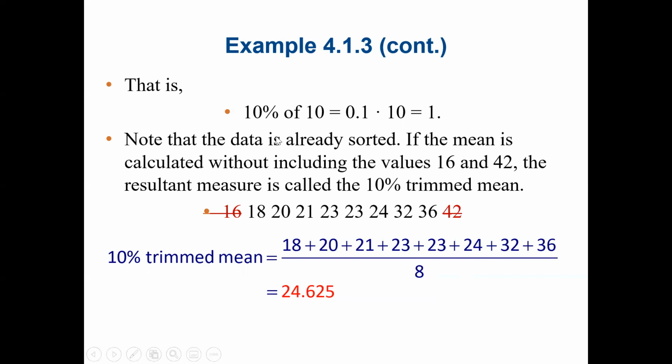Now, if they say we should find the 20% trim mean, 20% trim mean means multiply 0.2 by 10 because the data set is 10. And that will give me 2. So that means I'll take 2 from the left side and 2 from the right side. But first, the data must be sorted.